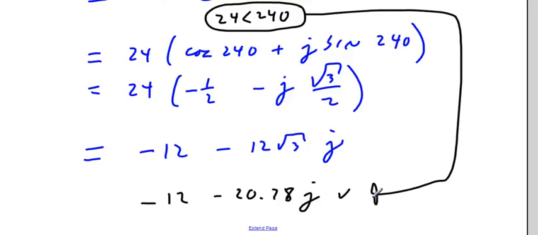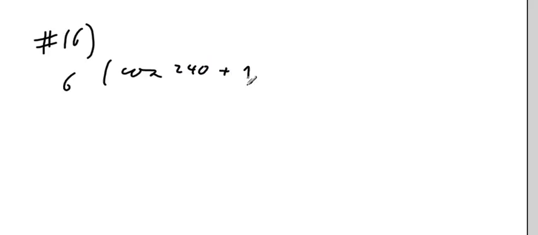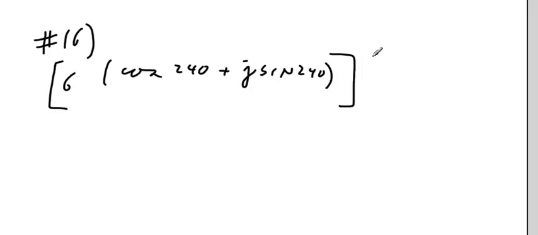Okay, we're going to do number 16. Find the product and write the results in trigonometric form. So we're looking at 16, and we have 6 cosine 240 plus j sine 240 times, and I'm going to run out of room, I just know I am, 3 cosine 300.